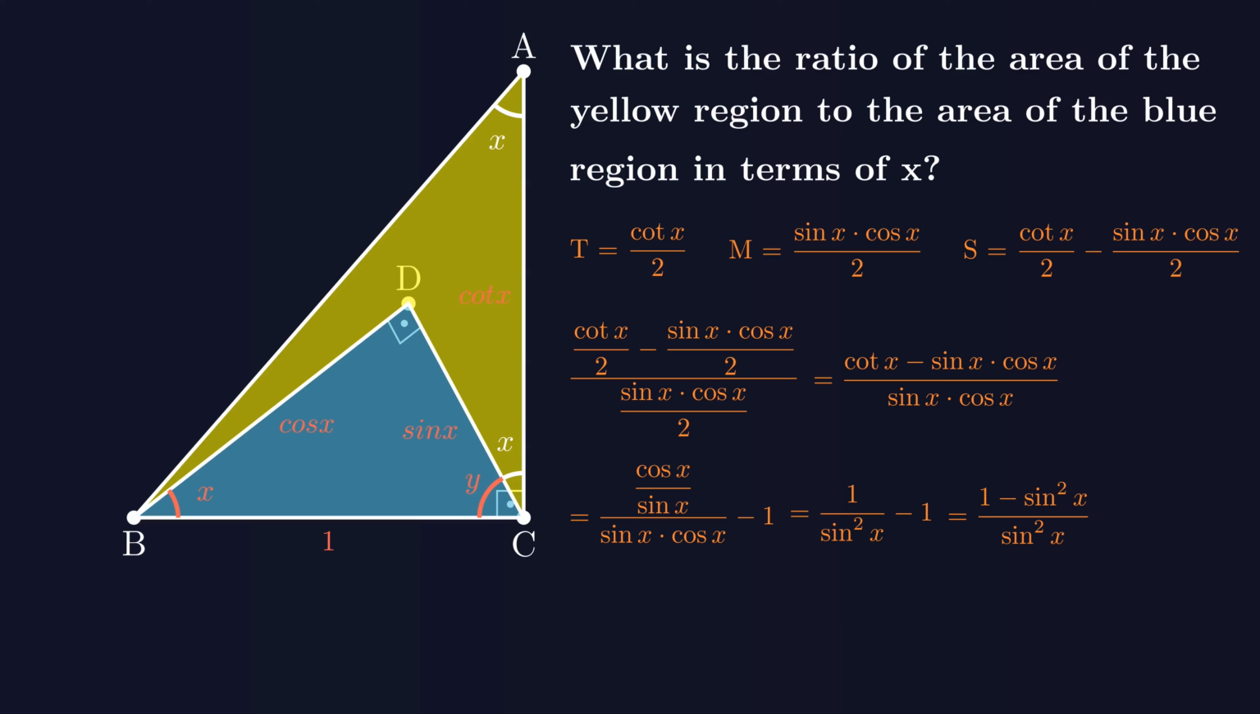Now here's the most important identity in trigonometry. Sine squared x plus cosine squared x equals 1. You can actually see this identity on the blue triangle here. So instead of 1, we write sine squared x plus cosine squared x. When we subtract sine squared x, we're left with just cosine squared x. So now we have cosine squared x divided by sine squared x, and that is exactly cotangent squared x. And that's our answer.